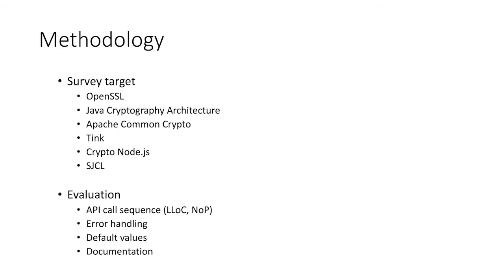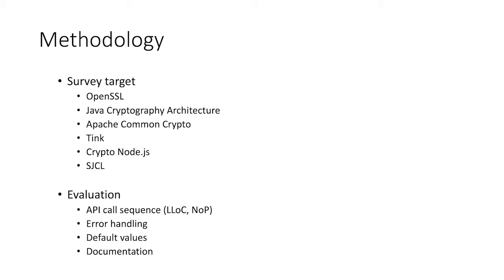To complete our survey, we chose the following libraries. For C, we choose OpenSSL. For the Java Cryptography Architecture, Apache Commons Crypto and Tink are chosen. And lastly, for JavaScript, Crypto in Node.js and XJCL are chosen. Among the 6 libraries, we choose 2 libraries that the developers claim have improved usability. They are Tink in Java and XJCL in JavaScript. We begin to implement the tasks according to our case study.